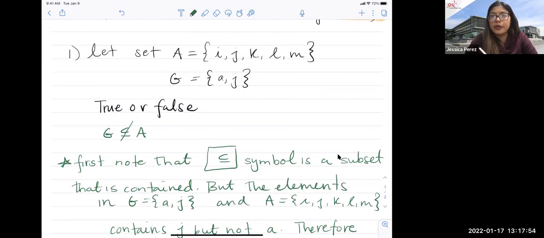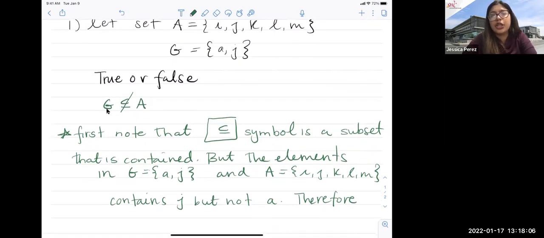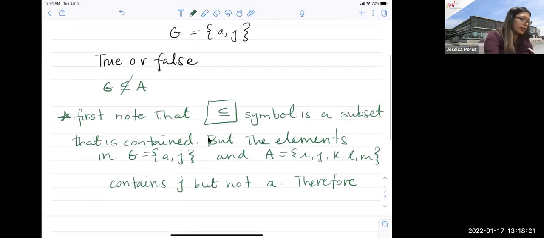So I have a few notes for you. The first note is that this is a subset. This symbol is a subset or a set that contains all of the elements. That means that G must contain all the elements in A. So G only has 2 and A has more than 2. But we notice if we compare, A is not contained in the set A. Therefore, what we know is that this is true.